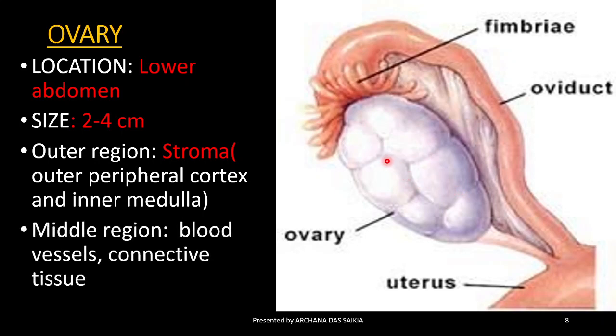The middle, central region has blood vessels and connective tissue. So the outer region is known as stroma, which is again made up of cortex and medulla. Then the middle region has blood vessels and a lot of connective tissue. So that is the ovary. What is the function of the ovary? The function of the ovary is the formation of the ovum or the female gametes. The cells within it undergo meiosis and form the female gametes or the eggs.